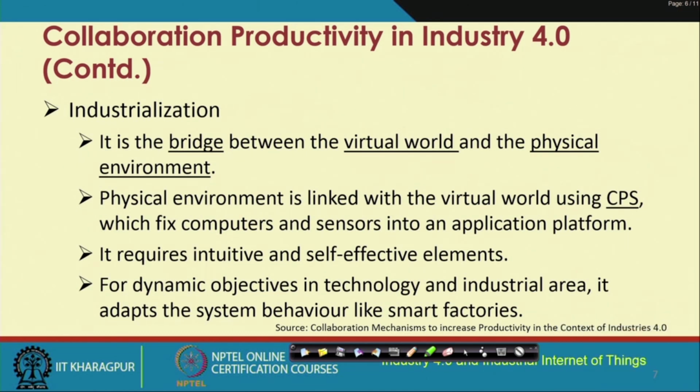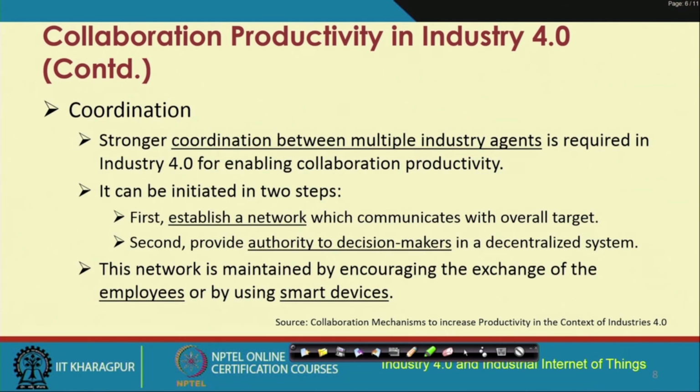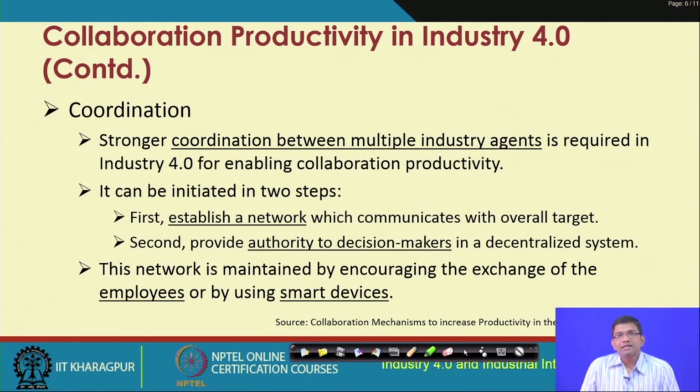So, this is the industrialization aspect of it, and coordination is basically to ensure that there is stronger coordination between multiple industry agents in the same industry, across different industries and so on, so that the collaboration productivity can be increased even further. So, coordination can be initiated in 2 steps. In the first step, we can establish a network which communicates with the overall target, and in the second, providing authority to decision makers in a decentralized system.